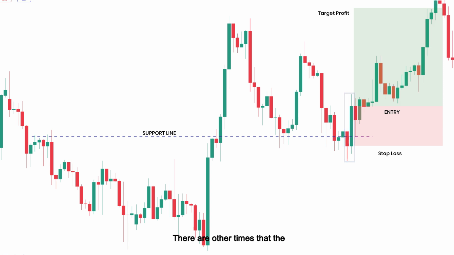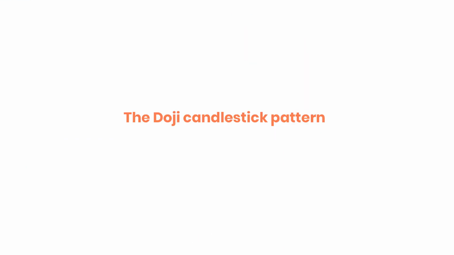There are other times that the engulfing bar candlestick pattern becomes useful. Examples are double top or double bottom scenarios, chart patterns, pairing it with an indicator like the RSI, and counter trending. Just make sure that whatever strategy you're using, the engulfing candlestick pattern is traded in conjunction with a confirmation from your strategy. Now let's move to our next candlestick pattern, the doji candlestick pattern.